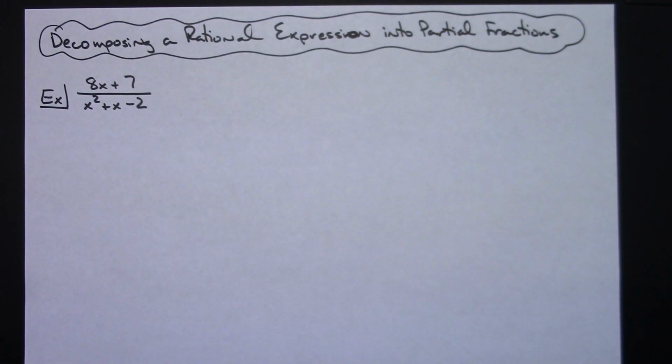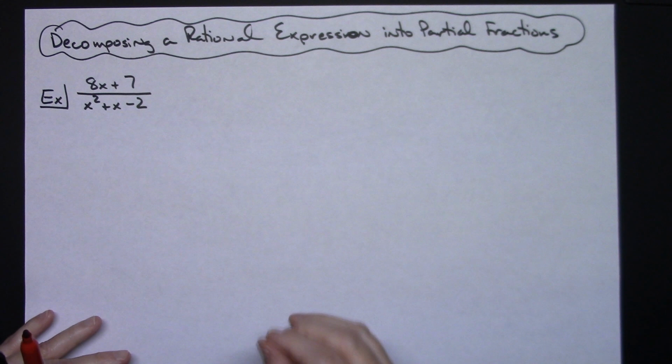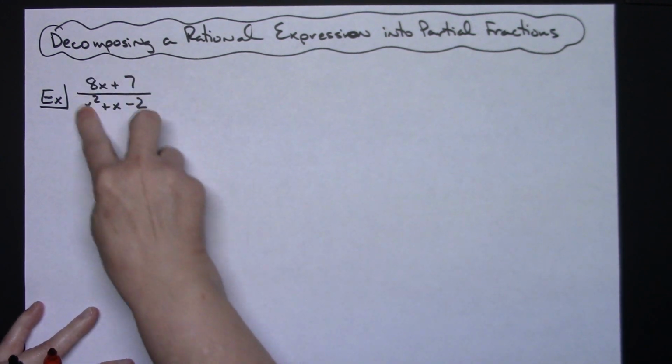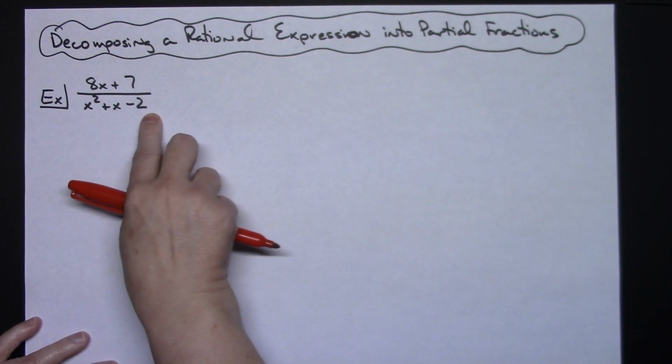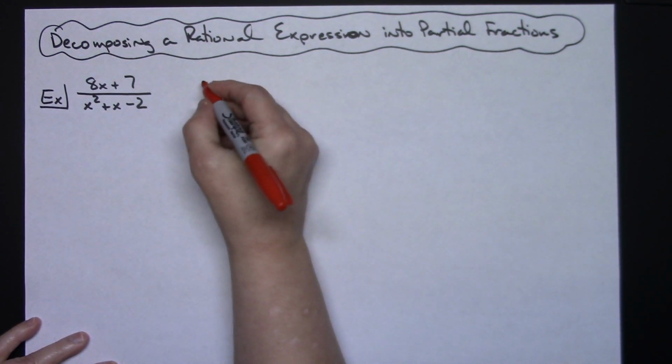In this video, I'm going to be decomposing a rational expression into partial fractions. So I've got this rational expression here and I want to break it up into its partial fractions. So my step one here is I'm going to take this denominator and I'm going to factor it.